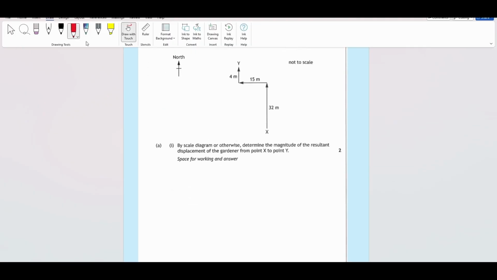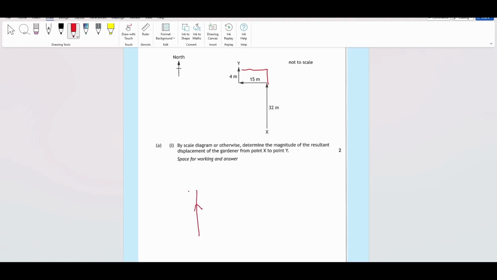So the way to do this is, the gardener moves 32 meters straight and then 15 meters left and then 4 meters straight. Now you can see that this is the same as going 32 meters straight and then 4 meters straight and then going left as well. So what I'm going to do is a total distance he walks straight and then the total distance he walks left. So I'm going to draw a triangle.